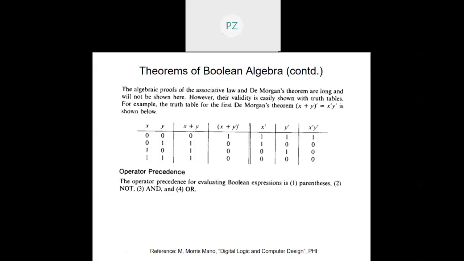So we had to incorporate them also over here. We just have these three basic operations. So the operator precedence will be like this: whenever any Boolean expression is given, we will first evaluate the parenthesis, then we will evaluate not, then we will evaluate and, and then we will evaluate or. So this will be the operator precedence for Boolean algebra.